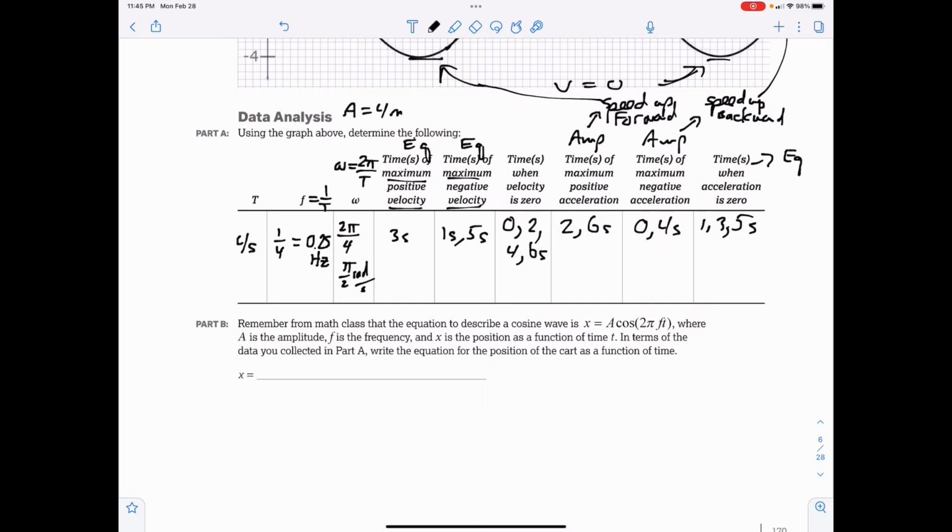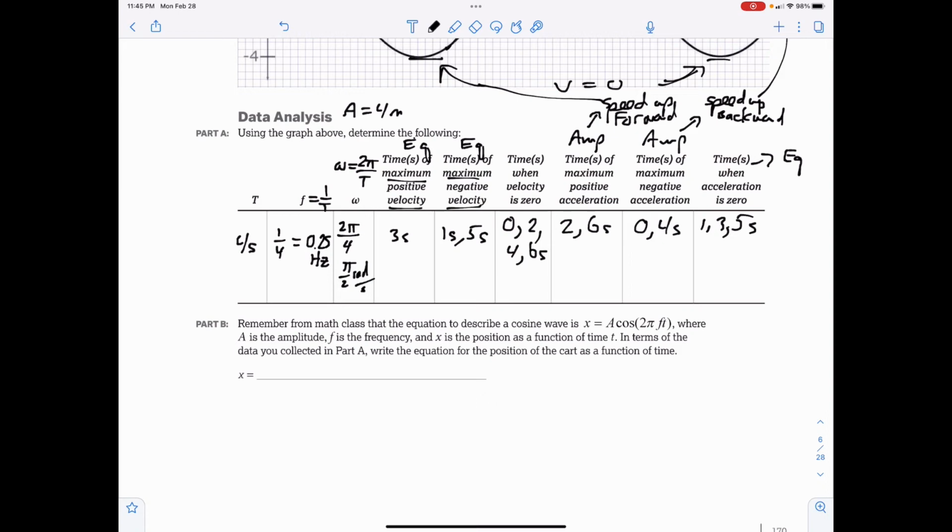Okay, remember from math class that the equation to describe a cosine wave is x equals A cosine of 2 pi f times t, where A is the amplitude, f is the frequency, and x is the position of the function as a function of time t. In terms of the data you collected, write an equation for the position of the cart.